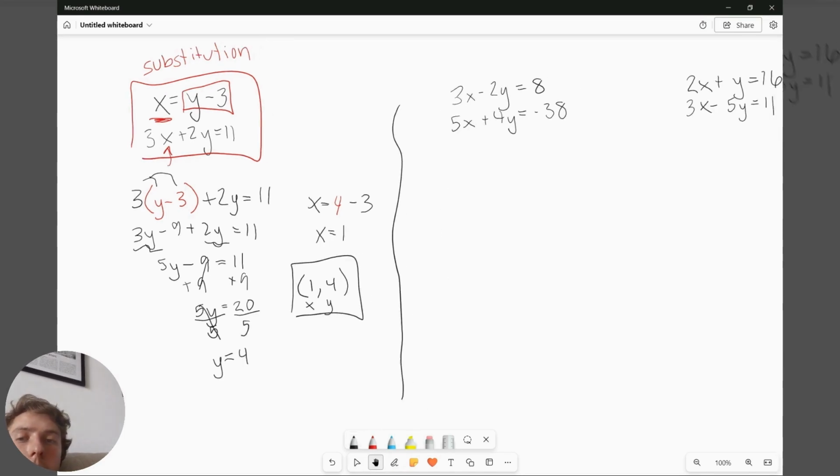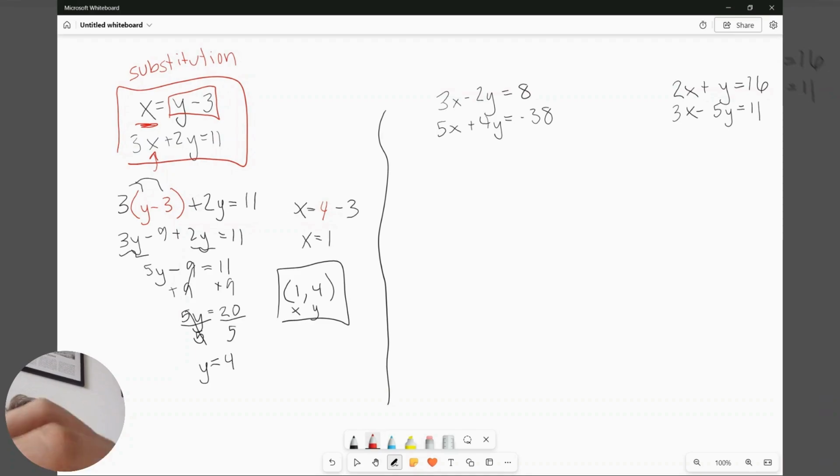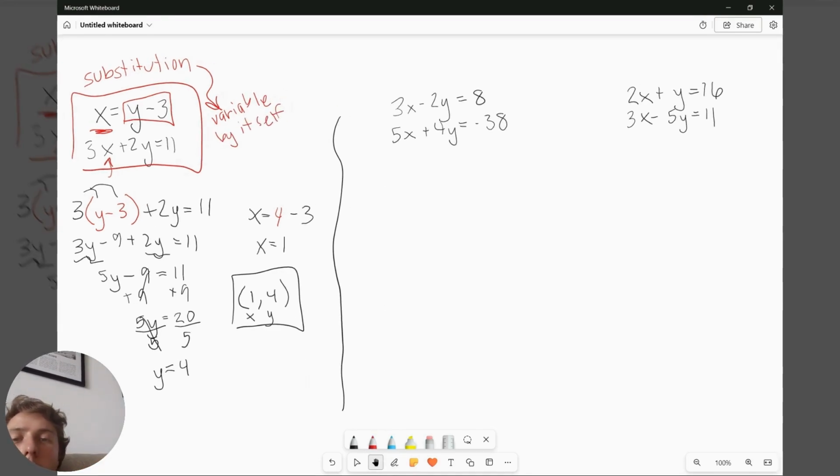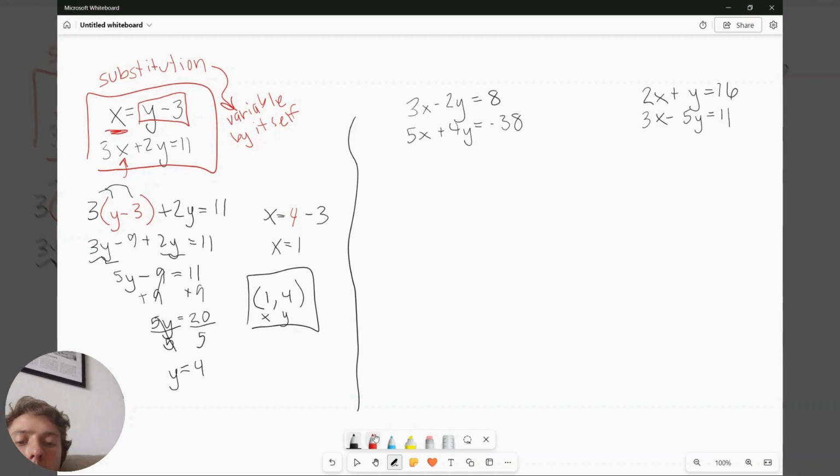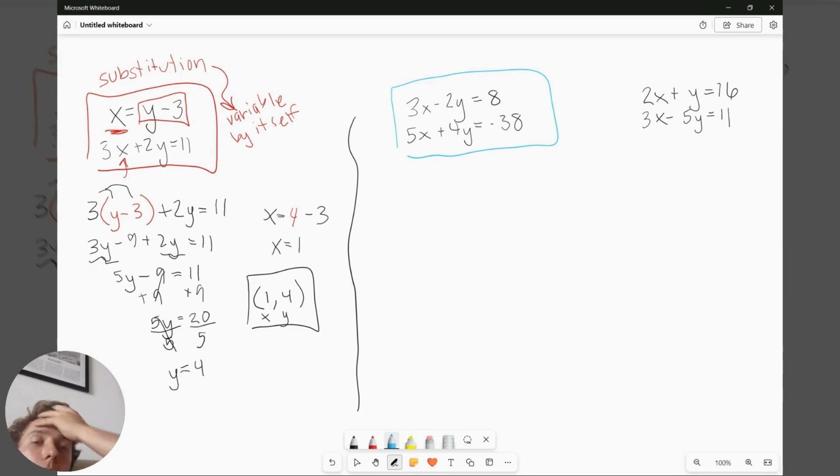Let's look at another example. So substitution, again, you want a variable by itself. Remember, another word you might use besides by itself, you might use the word isolated. Well, when I look at this second example then, the second problem, there is no variable by itself. X and y are both on the same side, and they both also have numbers in front of them.